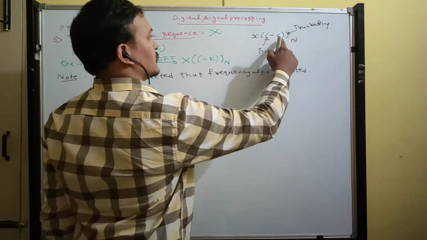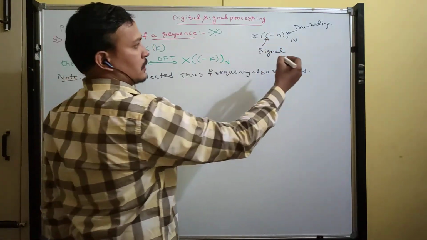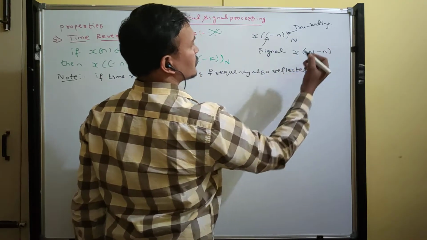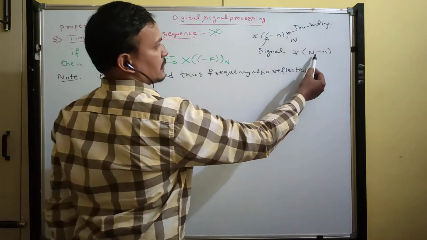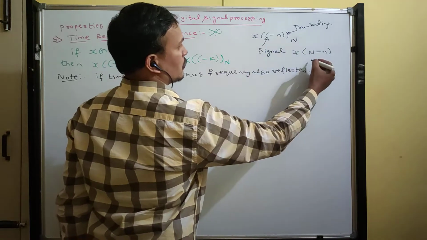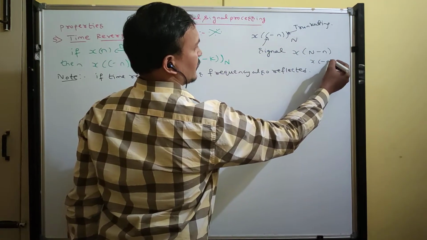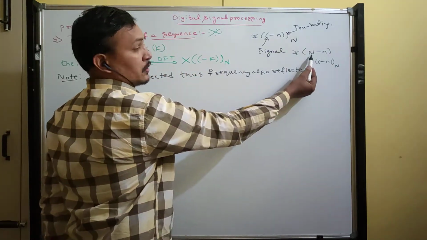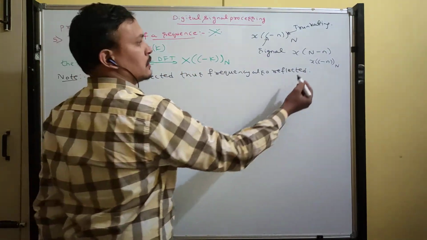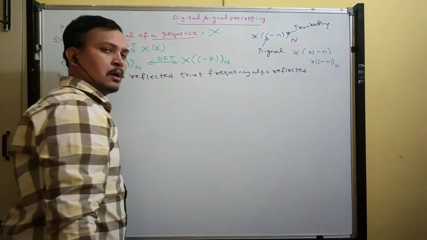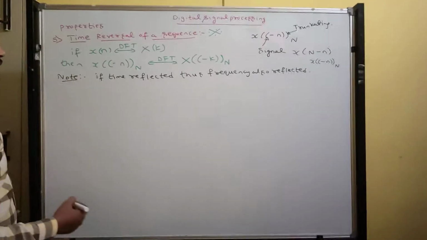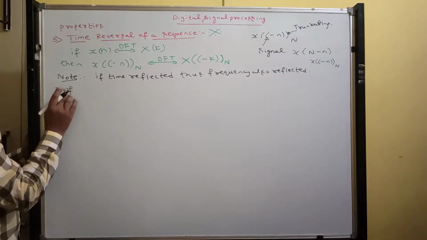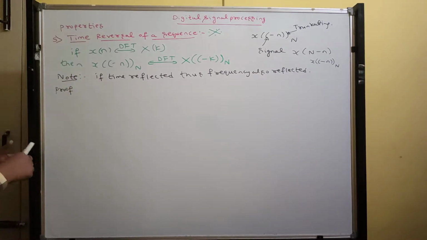See now in this, if you want to remove the truncation, then you should represent the signal like this: x of n minus n. If you want to represent only the signal x of minus n, put one more bracket, then write N. If you want to take this N outside, then you should put one more bracket. That is called truncating. Okay. So now the proof. Now I am going to prove this.